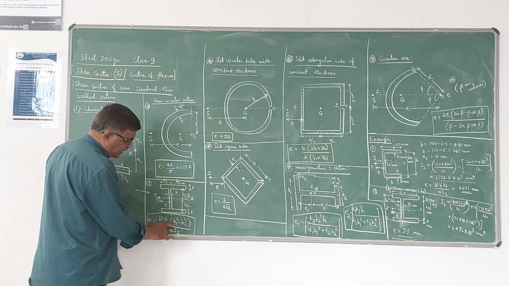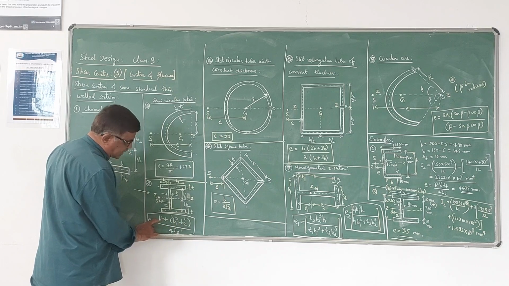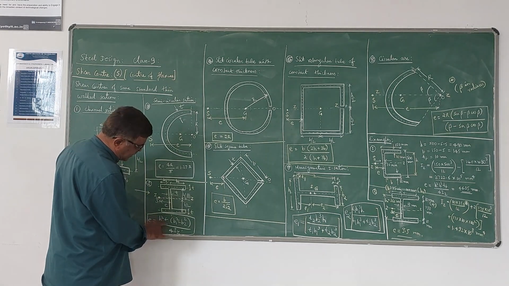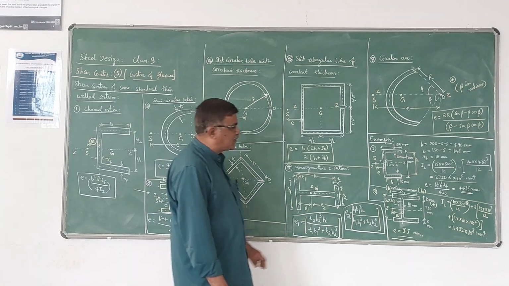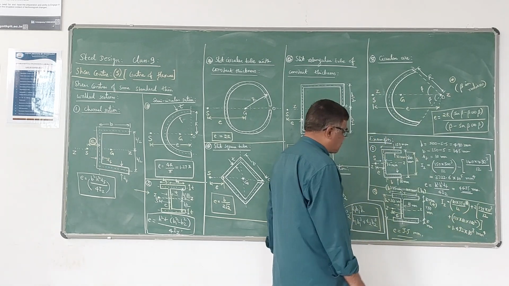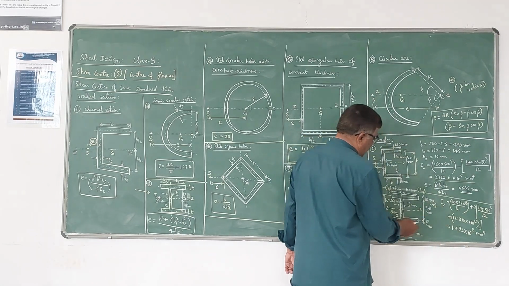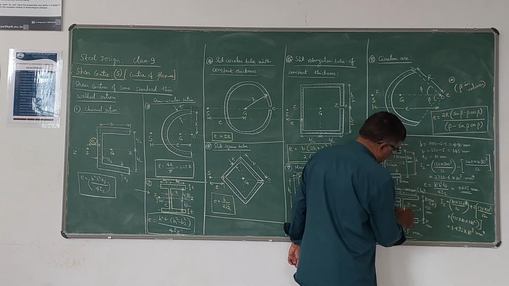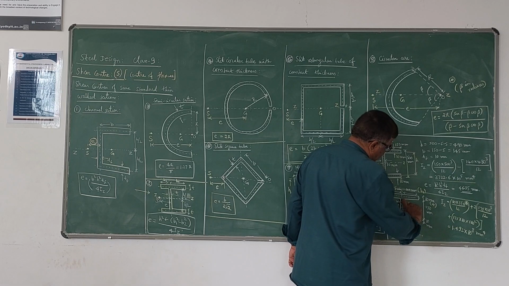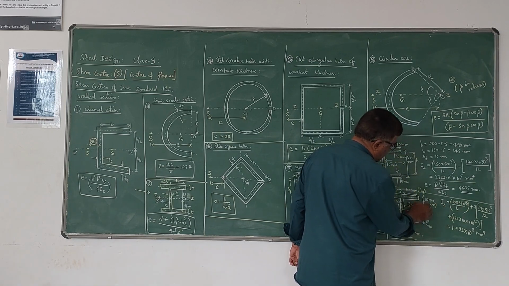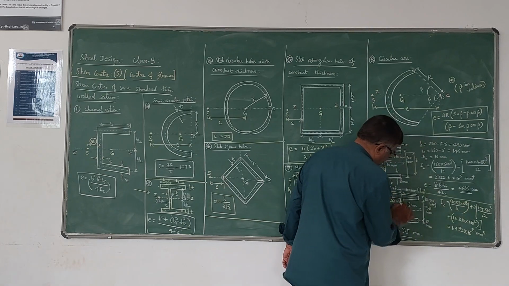So B1 is 100, B2 is 75, H is 360, T is 10. The IZ value, once again we have to calculate using the standard formula of moment of inertia for a rectangular section. So for the web portion, you can see this is B and this is D. So BD cube by 12, so 10 into 350 cube by 12, that is for the web portion.